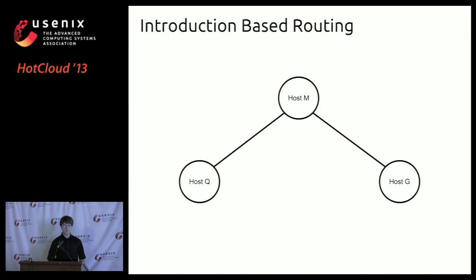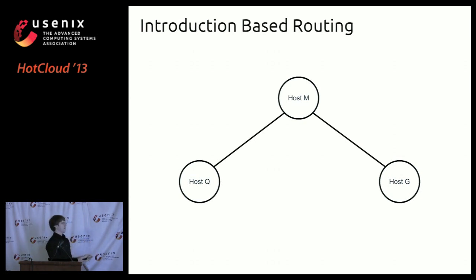For those of you that aren't familiar with introduction-based routing, because it is key to how the rest of our infrastructure works, the core concept is that your decision on whether or not to trust someone isn't based upon your opinion of that person directly. Instead, it's based upon your opinion of an intermediary who's going to be making an introduction on their behalf. To take a quick example, we have three hosts, Q, M, and G. Q and G both have existing trust relationships with M, but not with each other, and Q would like to communicate directly with G.